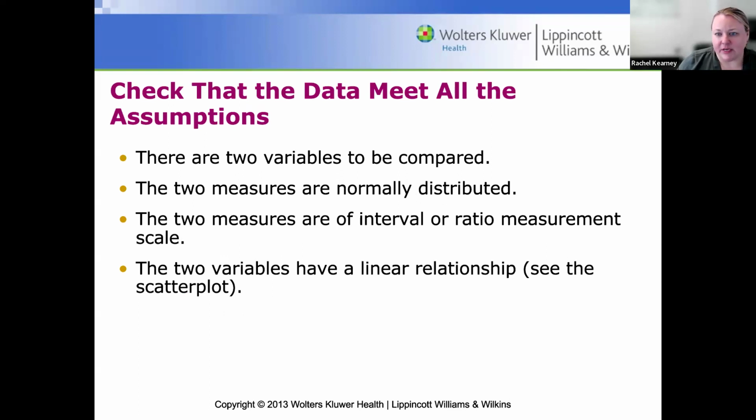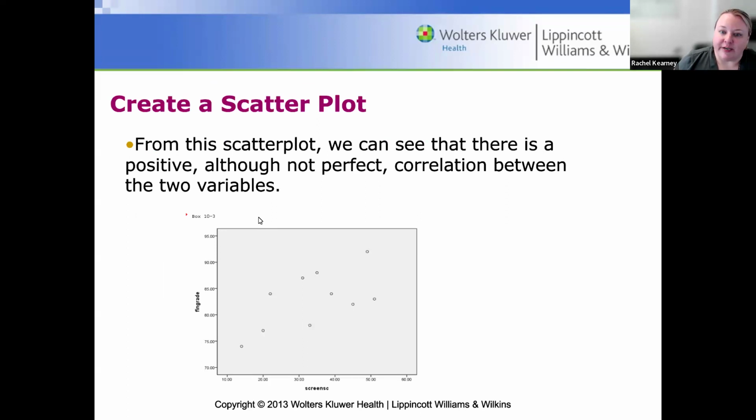You're going to check that the data meet all the assumptions that we've talked about. You're going to create a scatter plot. From the scatter plot, you can see that there is a positive, although not perfect, correlation. You can see that these data points move in a positive direction, but it's not perfectly linear, right? They're not on that perfect line, but you can see that they fall within a positive relationship.